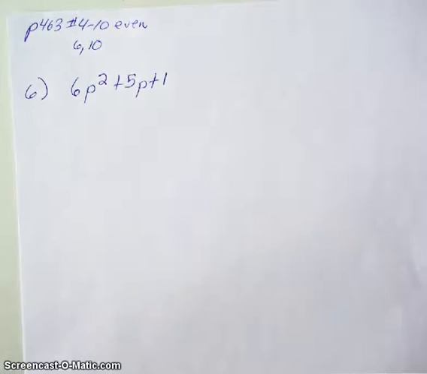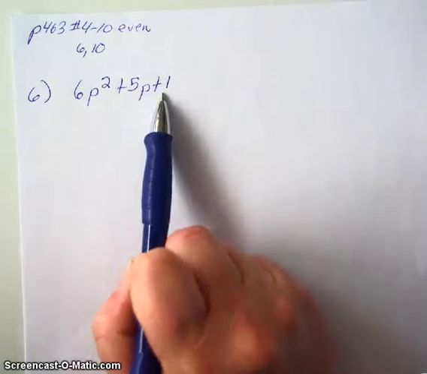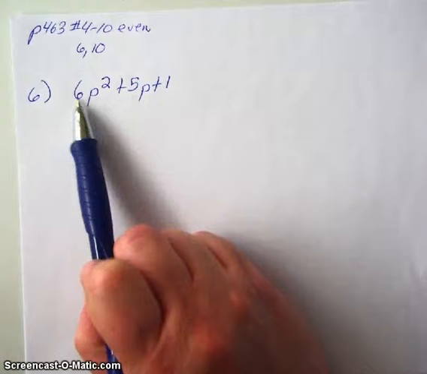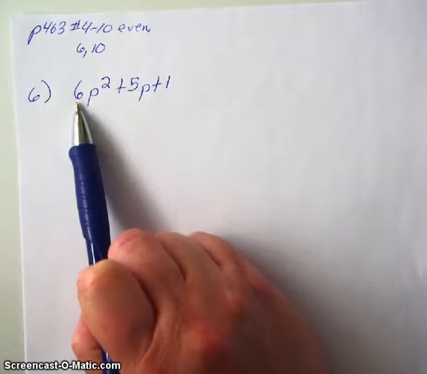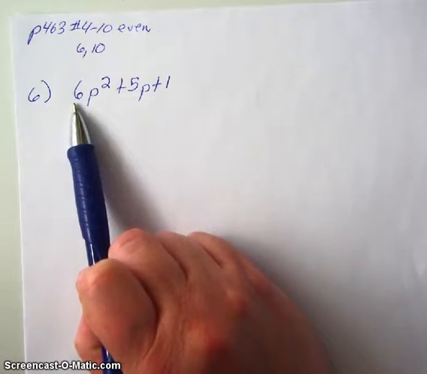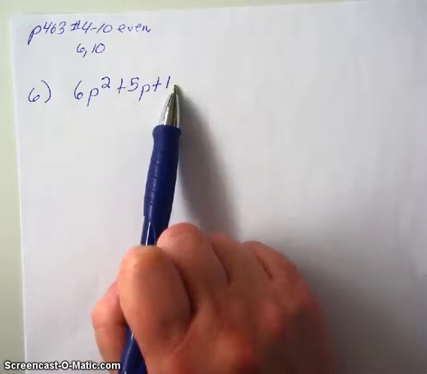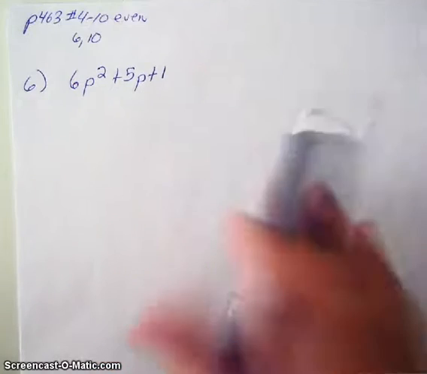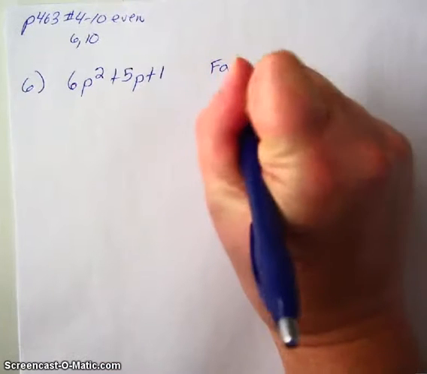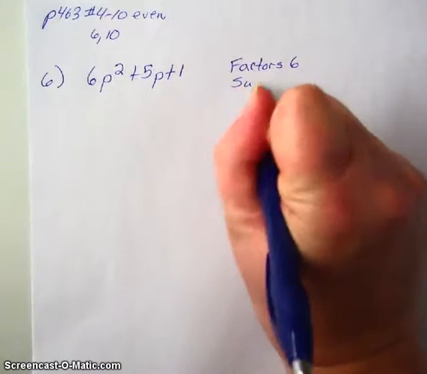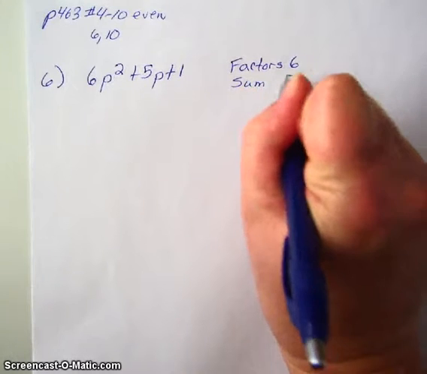All right, so this has 1, 2, 3 terms. And the leading coefficient is not 1. This number up front is not 1. That makes this hard AC. Okay? So the first thing I need to do is multiply A times C. So in this problem, that's 6 times 1. So I need to find factors of 6 whose sum is 5.